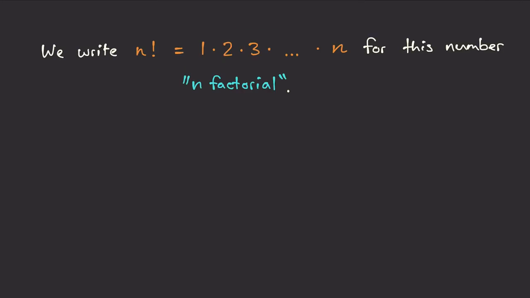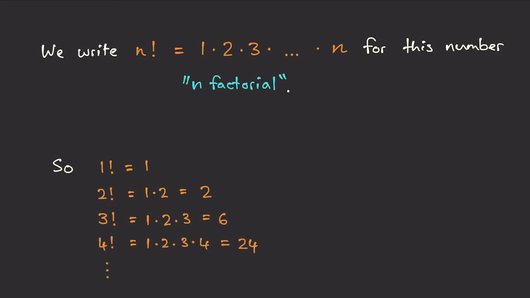The number of lists of an n-element set is so important in combinatorics that we have special terminology and notation for it. We write n exclamation mark to denote the product of the numbers from 1 up to n, and we call it n factorial. For example, 1 factorial is just equal to 1, 2 factorial is 1 times 2, which is 2, 3 factorial is 1 times 2 times 3, which is 6, 4 factorial is 24, and so on. This sequence of numbers actually grows very quickly, faster than any exponential function.